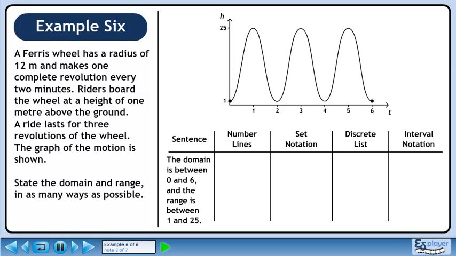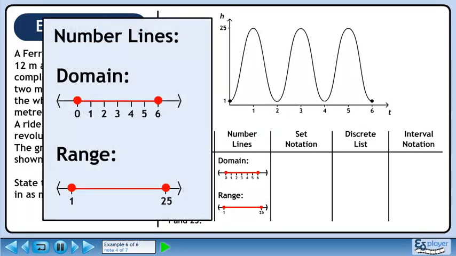In sentence form, we would say, the domain is between 0 and 6, and the range is between 1 and 25. The domain can be expressed on a number line by placing closed points at 0 and 6, then connecting them with a line. For the range, place closed points at 1 and 25 and connect those with a solid line too.